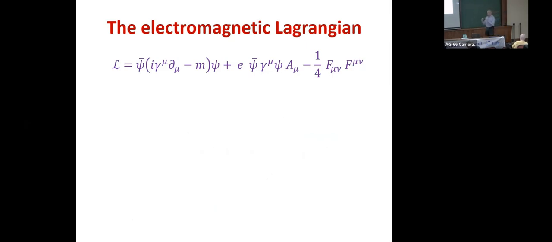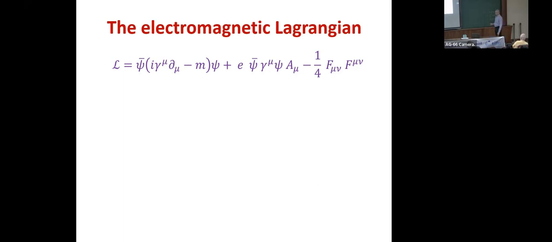So if you put this A particle in, what does the Lagrangian become? So this is the earlier Dirac term, psi bar i gamma mu del mu psi. Plus, because I changed the value of my del mu to del mu minus i e times A mu, I get this term, which is e psi bar gamma mu psi times A mu.